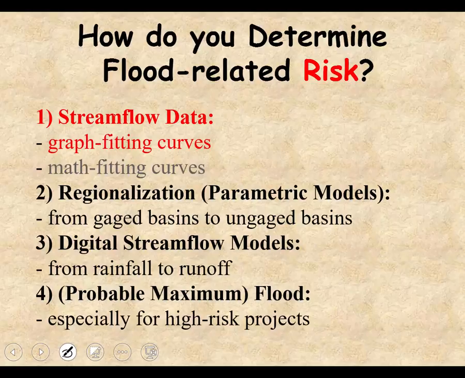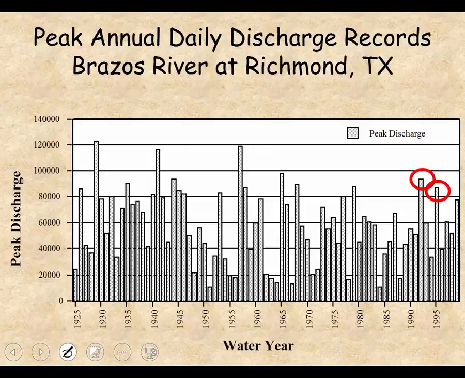Okay. Now, there are a variety of ways that we can determine risk. Stream flow data, regionalization, digital models, probable maximum flood. And so I'm just going to look at one today, this case study, which by the way is also going to be homework assignment 2. Okay. And here is a histogram of peak annual discharge. This is the maximum daily discharge in a water year. And it goes through 1999.